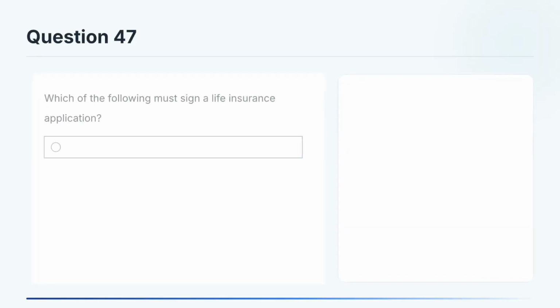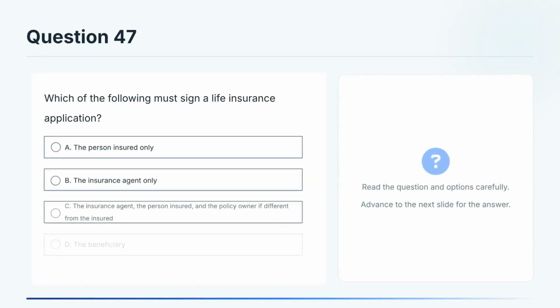Question 47. Which of the following must sign a life insurance application? A. The person insured only. B. The insurance agent only. C. The insurance agent, the person insured, and the policy owner if different from the insured. D. The beneficiary.